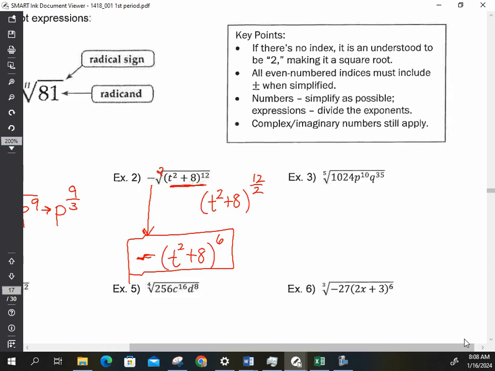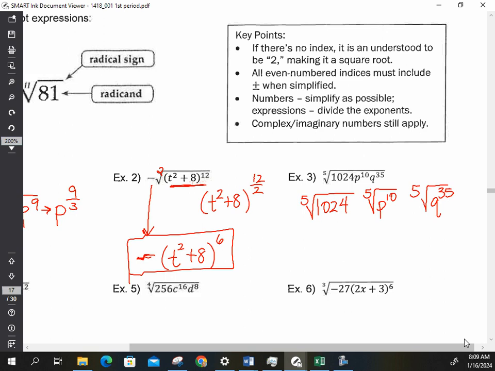Example 3. Now we have the fifth root of 1024 p to the 10th, q to the 35th power. So again, go ahead and separate it, which if you don't feel that you need to separate it, okay, then don't separate it. Just make sure you keep your parts together. Make sure you keep everything in order.